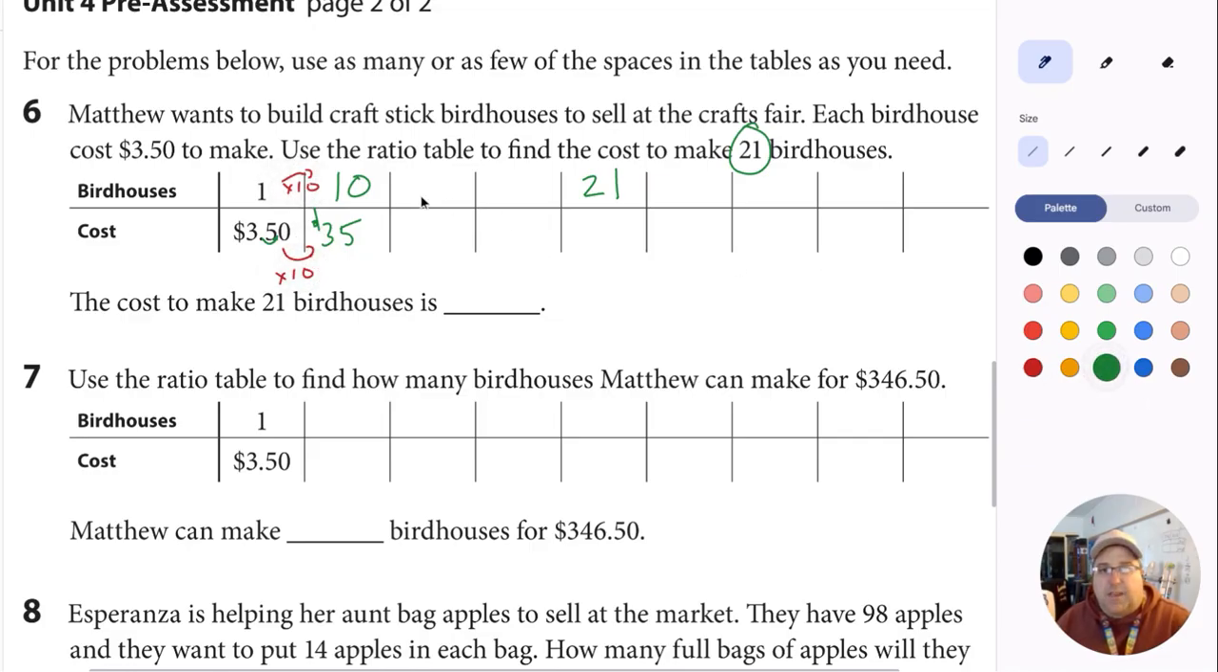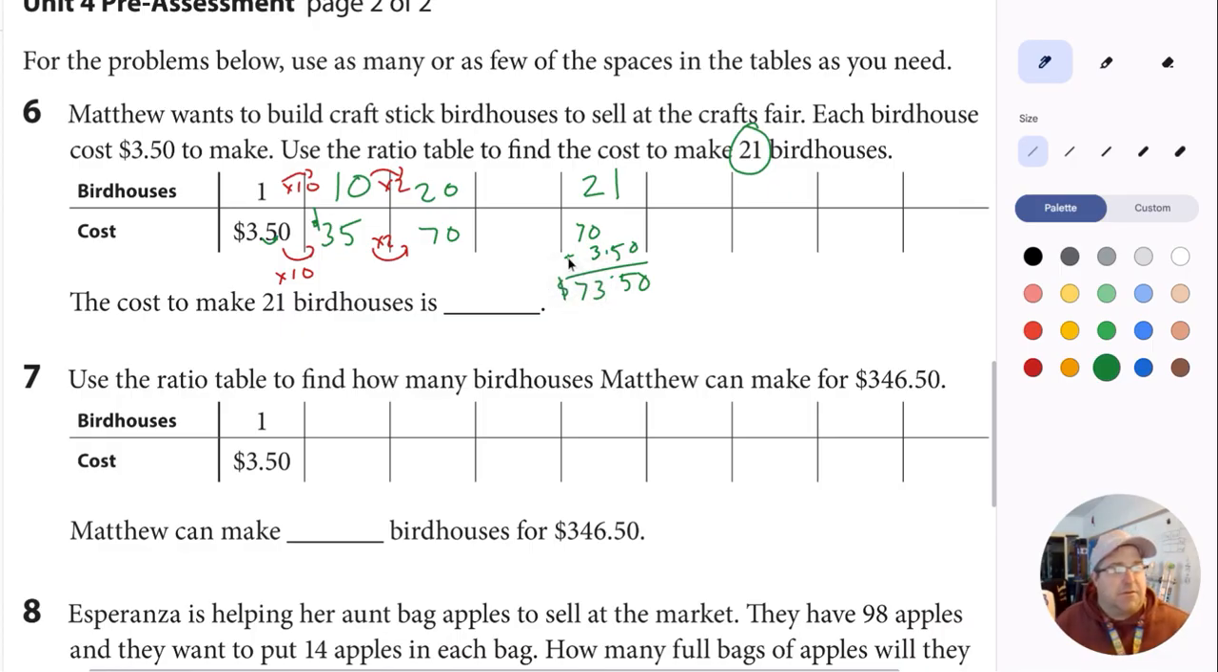Now to go to 20, I can just double it, can't I? So I could double that. So guess what? I got to double my 35. If I double the 35, we get 70. And then to get 21, well, I only got to add one more, right? So that means 70 plus 350. That 21 is going to be that 70 plus the 350, that one cost. So we're going to have, looks like, 73.50.